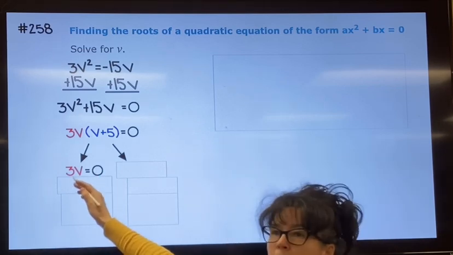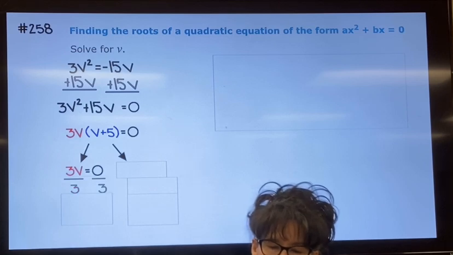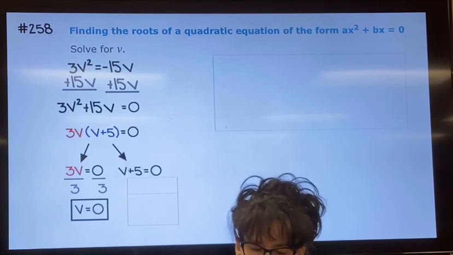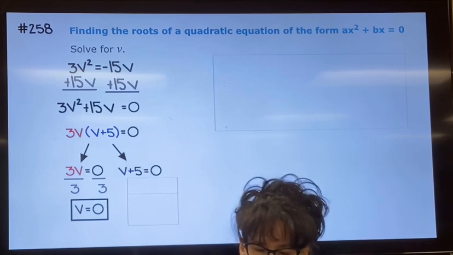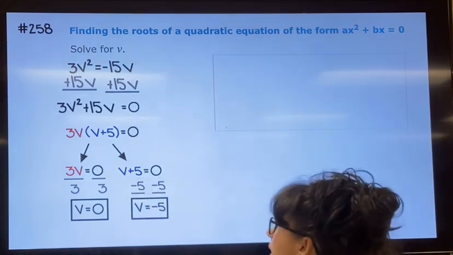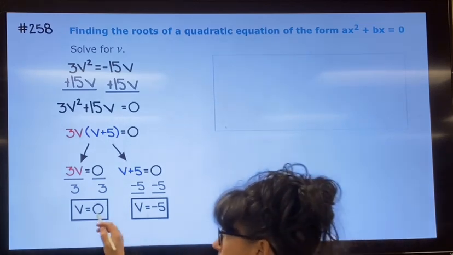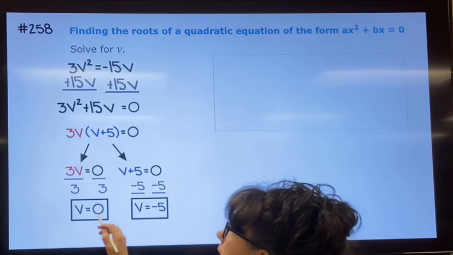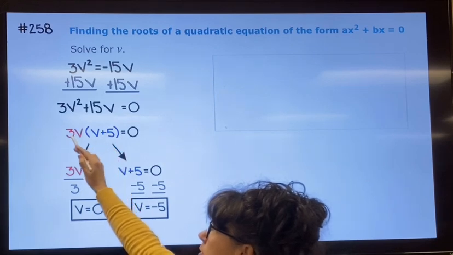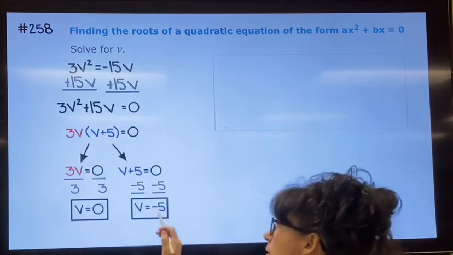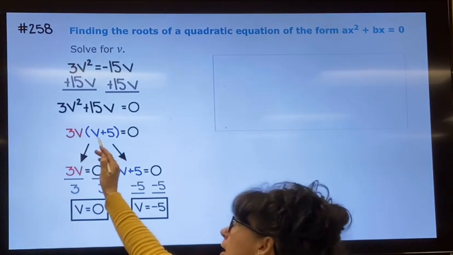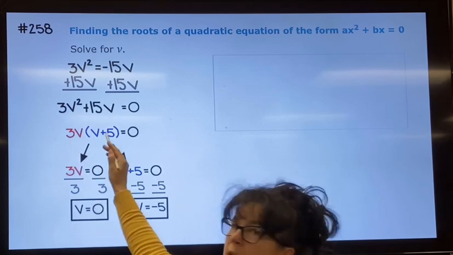To solve that, get rid of multiply by 3, so divide by 3, and I get 0. And then in this one here, the blue one, if I set the v plus 5 equal to 0, subtract 5, and I get negative 5. If I substitute 0 back in here, 3 times 0 is 0, 0 plus 5 is 5, and 0 multiplied by 5 is 0. If I plug negative 5 in here, 3 times negative 5 is negative 15, negative 5 plus 5 is 0, and negative 15 times 0 is 0.